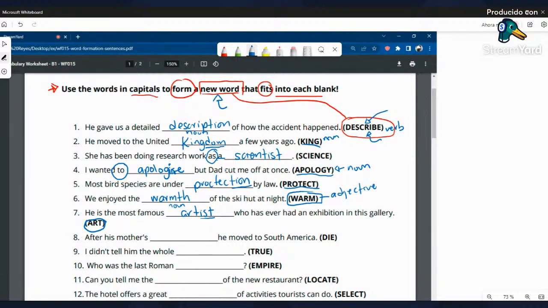Okay, number 8. After his mother's, he moved to South America. And we need to use the base form of die. This die, it's a verb.